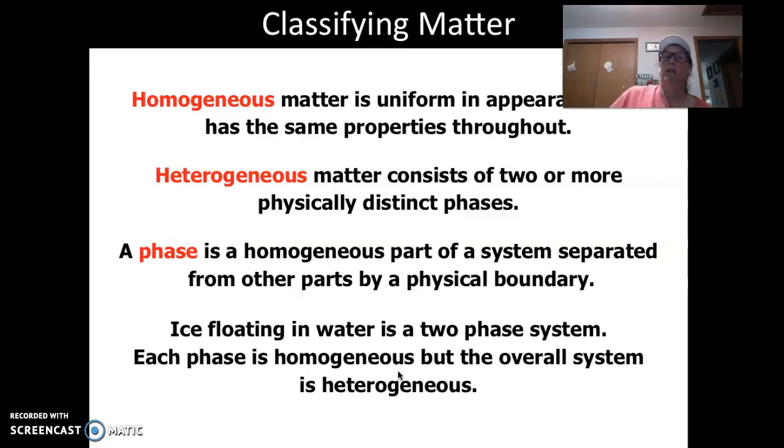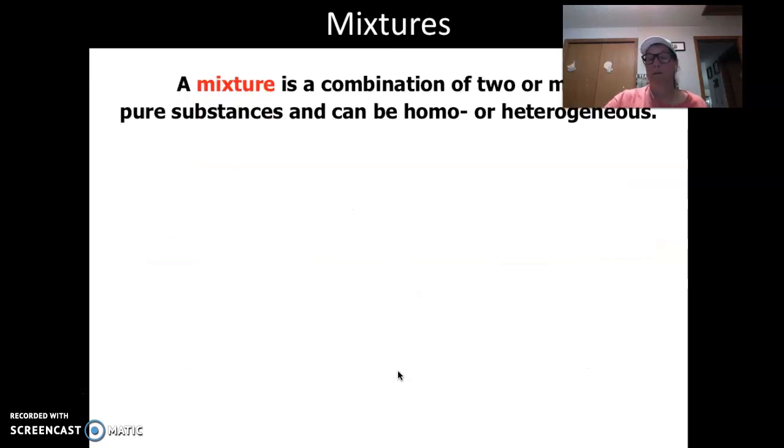So when you're classifying matter, there's 4 different types. 3 of them are homogeneous. Only 1 of them isn't. 1 of them is heterogeneous. A mixture is 2 or more pure substances and it can be either well mixed or not so well mixed, homogeneous or heterogeneous.